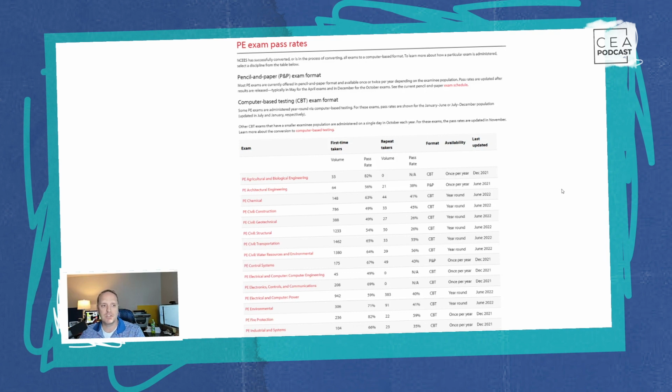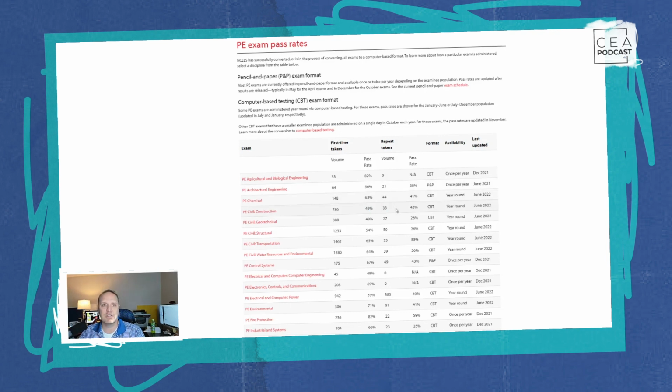But let's look at the pass rates. For first-time test takers, the pass rate for this is 49% during that time period. And for repeat takers, there were only 33 people, and the pass rate dropped down to 45%. So these are really low numbers. When this was paper-based, these would typically be in the 65 to 70% range. And now we're down to 49%, and I'm sure they want that higher. So, that's not great for a first-time test taker.